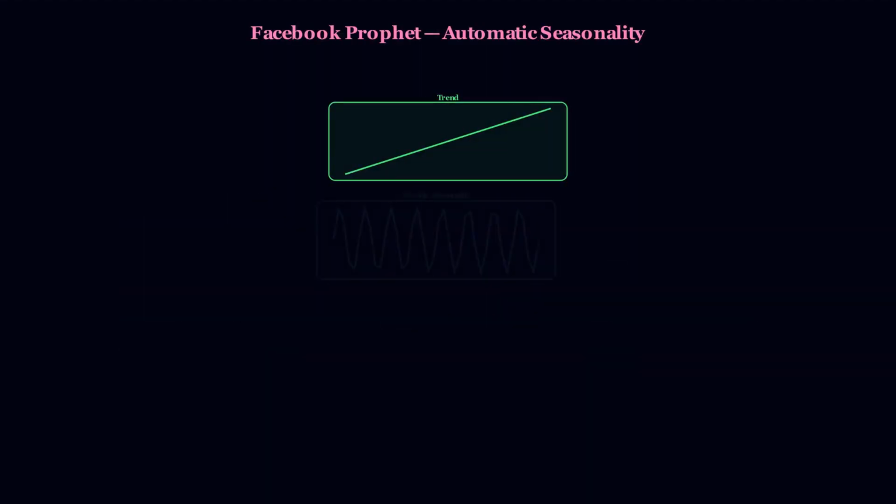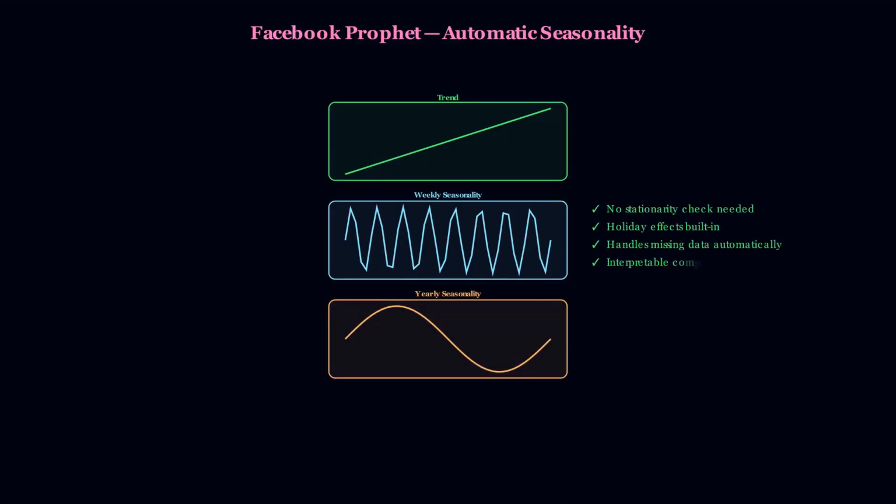Facebook Prophet takes a completely different approach. It models trend, weekly seasonality, yearly seasonality, and holiday effects. You don't pick P, D, Q. Prophet figures it out automatically. It handles missing data and outliers without you touching them. And it gives you interpretable components, trend, and each seasonal layer separately.